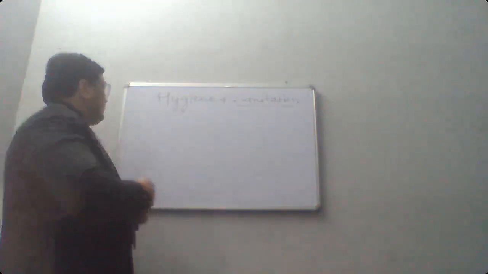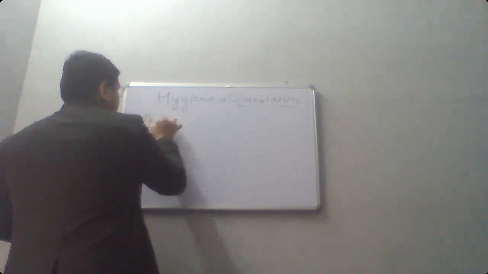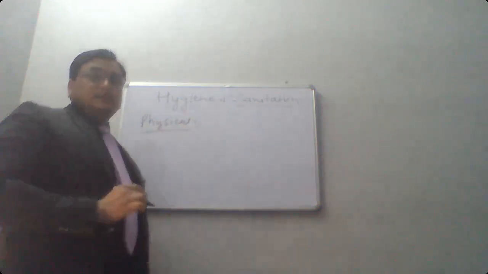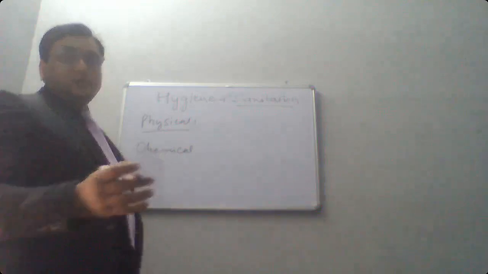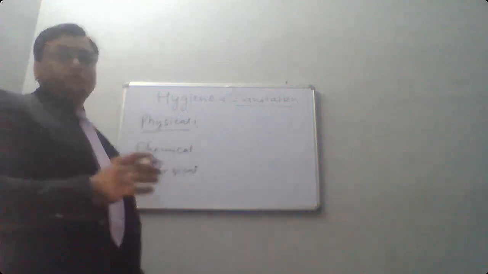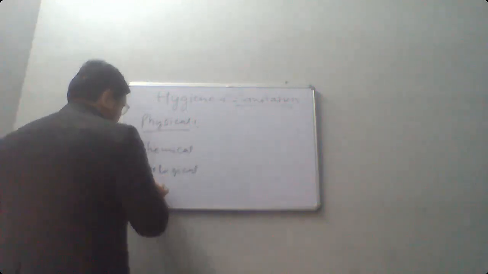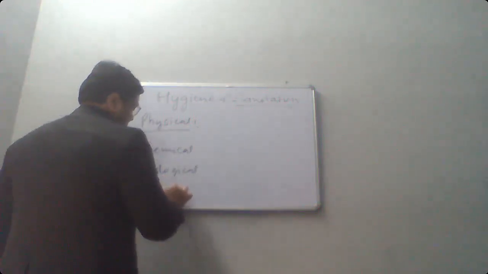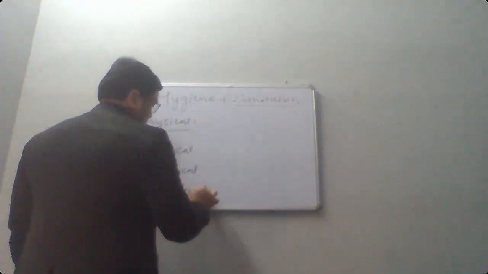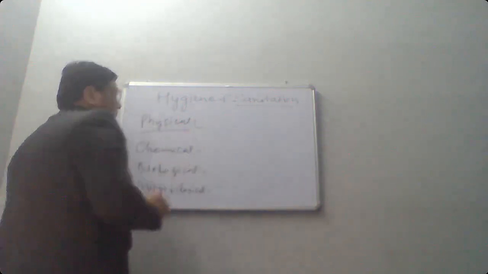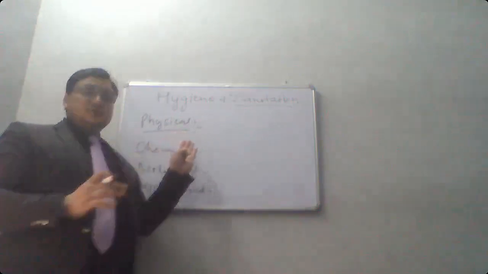Physical contamination, chemical contamination, biological contamination, and the fourth one is microbiological contamination. So these are the four types of contamination we have.